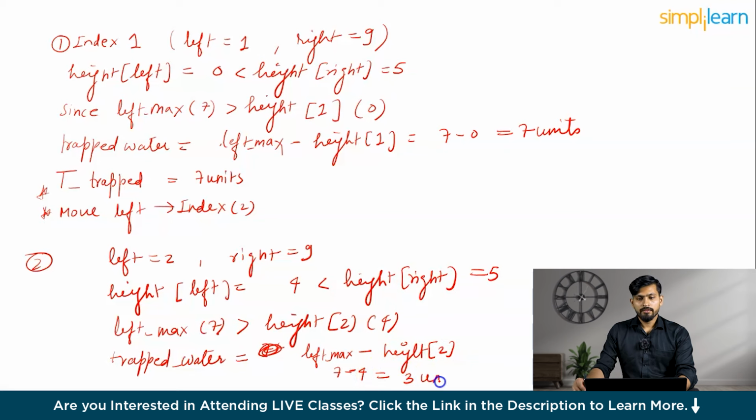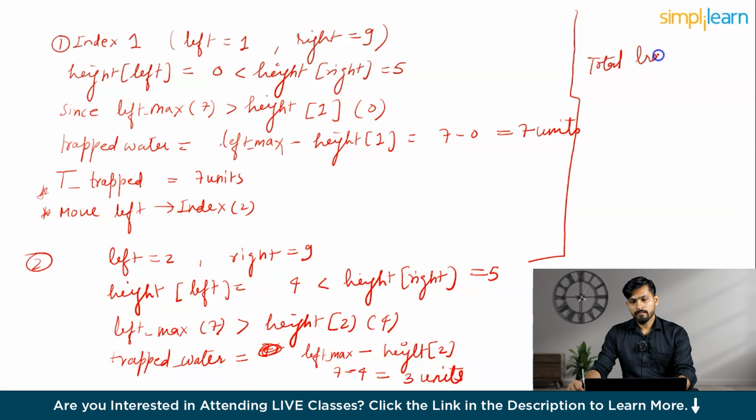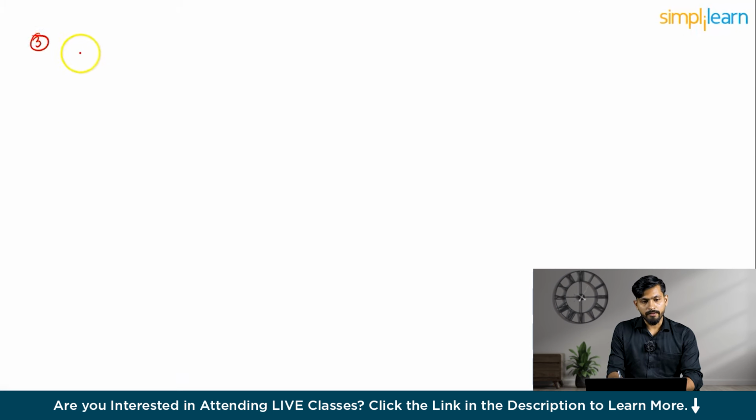Got it? So now if we calculate at step 2 how much is the total trapped water, it will come around 7 plus 3, which is equal to 10 units. Now this was our step 2. After this, at the next step, our index would be 3. Now here our left is equal to 3 and right is equal to 9.